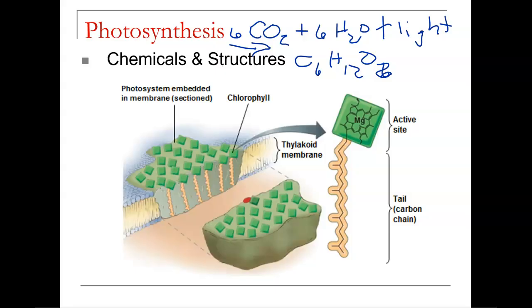Sorry, O6. And then it's also going to release oxygen. It will release 6 breathable oxygens, and O2 is your breathable oxygen there. So you have 6 carbon dioxides plus 6 H2Os or waters plus light. That's going to produce your products, which are going to be a glucose, which is C6H12O6, and 6 breathable oxygens. Those are your products. Reactants up top, products here.